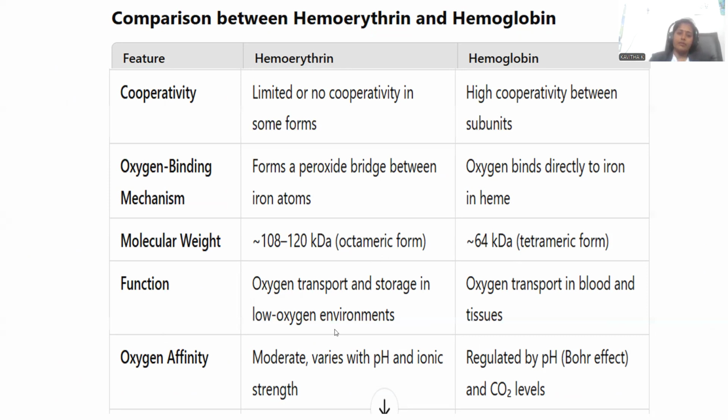And for the functions of hemerythrin, oxygen transportation is a very essential activity, and storage in low-oxygen invertebrates is also possible. Protein storage is an additional function. In hemoglobin, oxygen transportation in the blood and tissues is possible. They are able to transport oxygen to the blood and tissues as well. Oxygen binding affinity is moderate, not that large in nature. Very strong bonds may not be generated by hemerythrin.